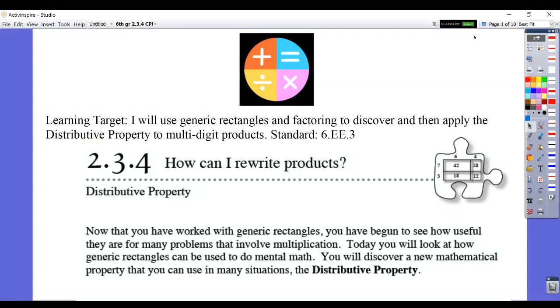This video is to help you with section 2.3.4. We'll be using generic rectangles and factoring to apply the distributive property to multi-digit products. Because now that you've worked with generic rectangles, you've begun to see how useful they are for many problems that involve multiplication. Today you're going to look at how generic rectangles can be used to do mental math, and you'll discover a new mathematical property that you can use in many situations called the distributive property.